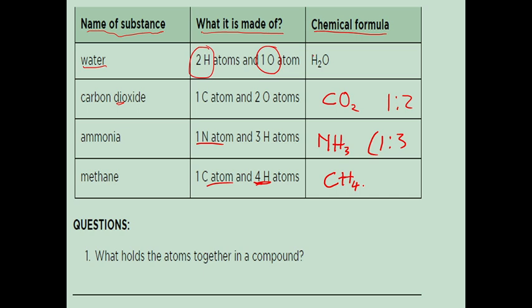Good. Now, what holds these atoms together in a compound? These are what we call forces, or you can say intermolecular forces. Molecular forces. For now, that's all you need to know.